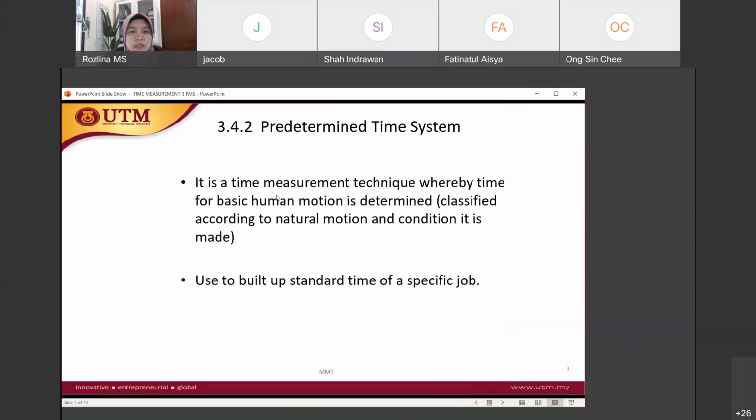It is a time measurement technique whereby the time for basic human motion is determined and classified according to the natural motion and the conditions under which it is made. It is more to the common sense. What are the steps? It is used to build up the standard time. Whatever it is, the important thing is to get the standard time of a specific job.